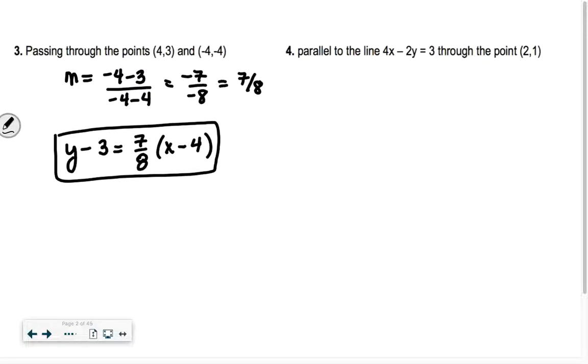All right, so number 4. Parallel to the line 4x minus 2y equals 3. So this one we don't know what the slope is, but it's kind of in there. So we want to first write it in y equals mx plus b form, because the m is going to be our slope, right?